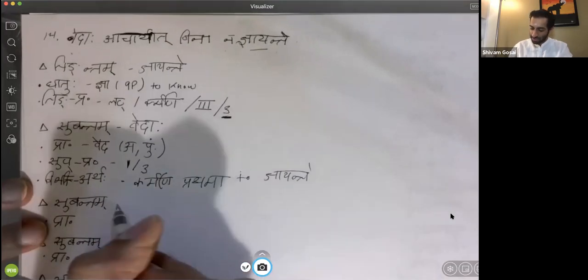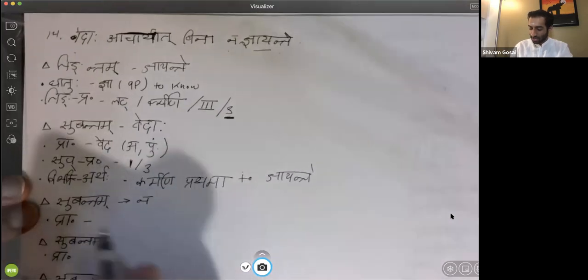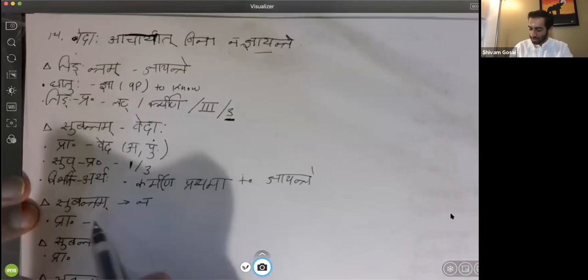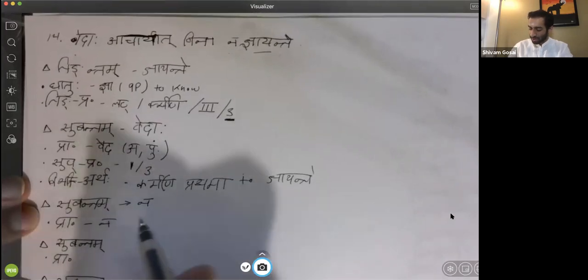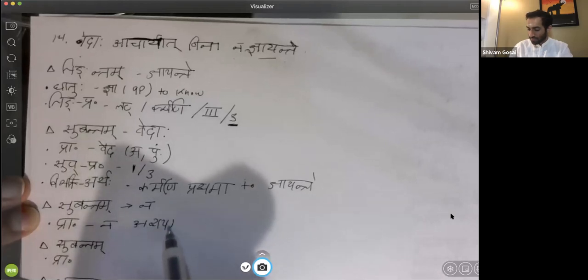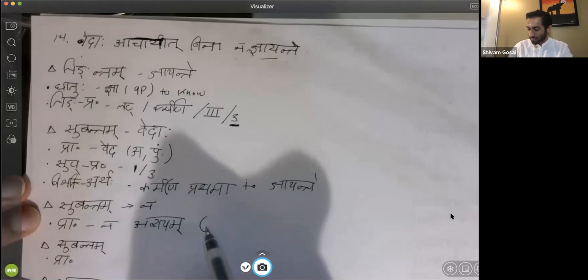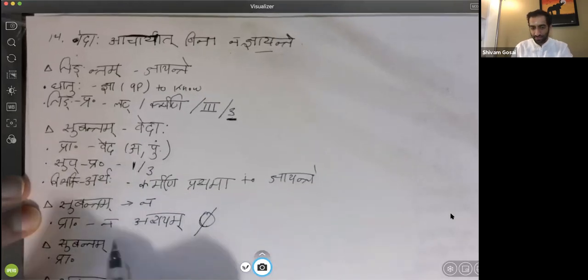Okay, so we can put Subantam Nakara. And this is Avyaya. So there's no really Pratipadika. We can put Na, but it's Avyayam, meaning it does not decline. Indeclinable.